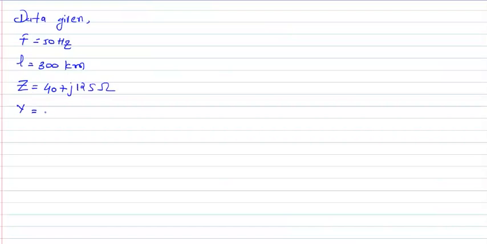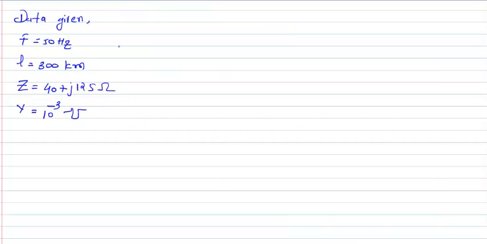the first is the frequency, which is 50 hertz. Then we have the length. The length is 300 kilometer, which is given. Then Z is given. Z is 40 plus j125 ohm. Then Y is also given, that is 10 raised to minus 3 mho.